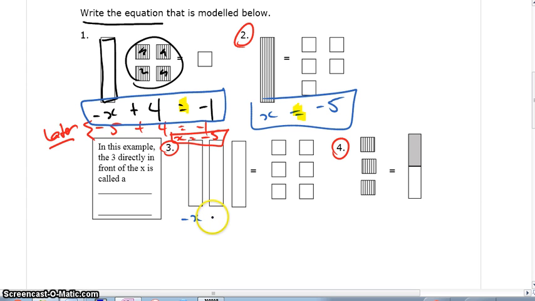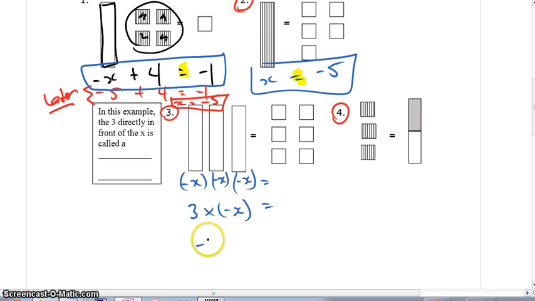Down here we have a negative x, and another negative x, and another negative x. So you might have kind of thought about it like that, or you might have thought about it like 3 times negative x. But the way this is usually written is just negative 3x, right? So this is what we have over here. We have negative 3x. I'm going to come back to that in a minute, because in this example, the 3 directly in front of the x has a name. And if you remember that name, that's awesome. We talked about it a couple days ago. It's a numerical coefficient.